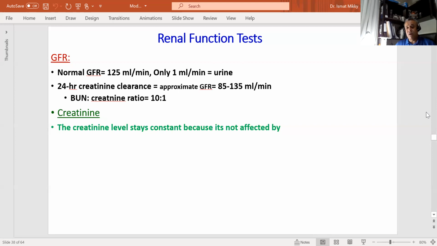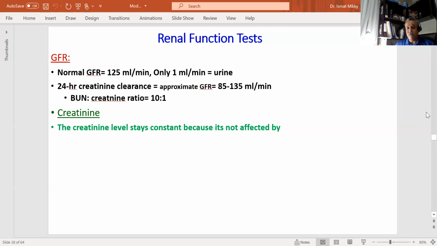Now the GFR. The optimal value for the GFR is 125 mLs per minute, which is the filtration rate in the glomeruli. Through that filtrate, the final outcome is the urine. Out of that 125, we will have only 1 mL of urine, and the rest will be reabsorbed back into the bloodstream. So that filtration rate, in other words, we call it GFR, or you can also call it creatinine clearance.